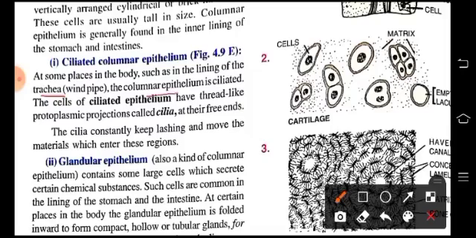Now the columnar epithelium here is ciliated. That means finger-like projections are present, and these finger-like projections are known as cilia. The cells of ciliated epithelium have thread-like protoplasmic projections called cilia at the free ends. Now these cilia constantly keep lashing and move the materials which enter these regions.